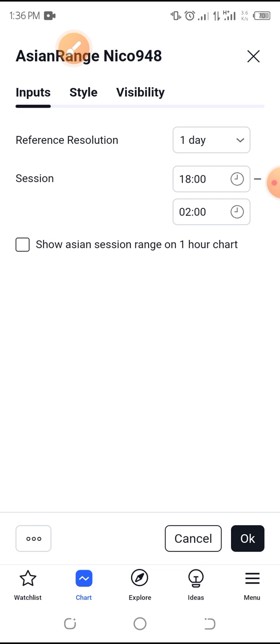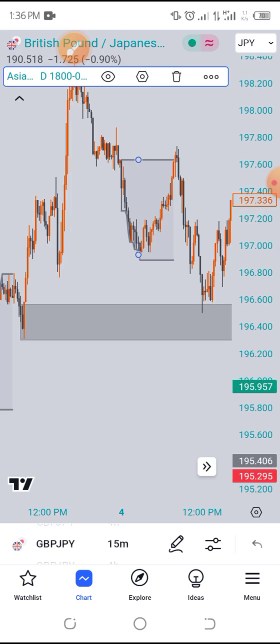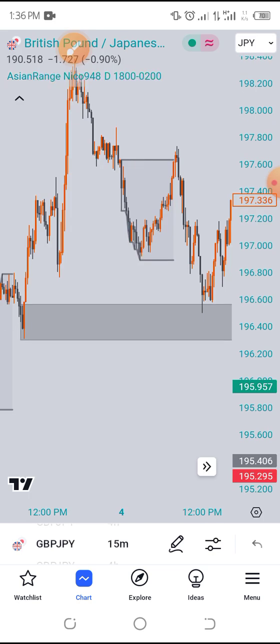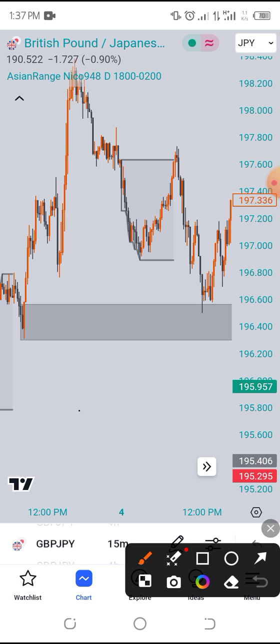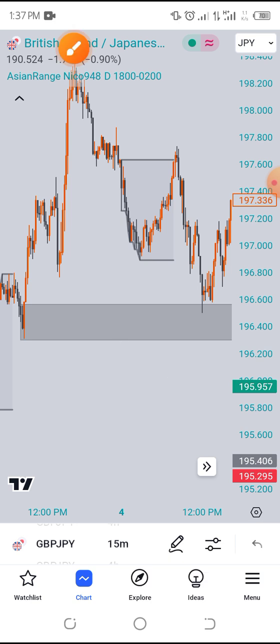Session 1800-200. You might want to use this exact setting so that your chart will look exactly like mine. I first ensure that on my H4 we are in an uptrend. Then I wait for price to come and tap my demand zone, and this is my demand zone, as you can see right there.